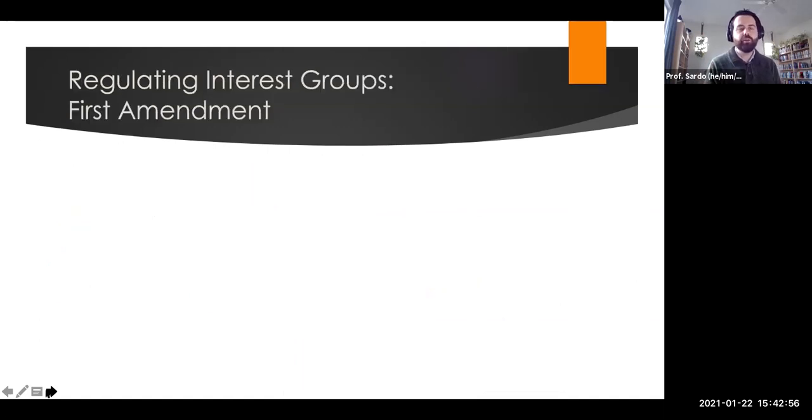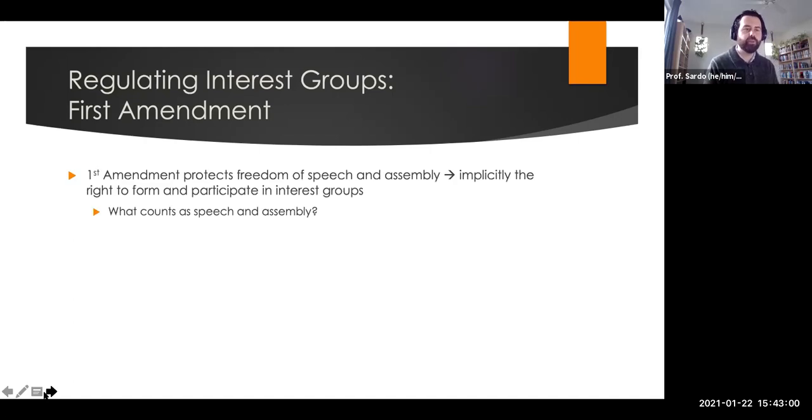So how do we regulate interest groups? Well, the challenge here is that the First Amendment protects freedom of speech and assembly, and that creates an implicit right to form associations and participate in interest groups. The question then becomes what counts as speech and assembly? Your political speech is protected. You should have the right to petition your government and try to influence public policy. So why can't you get together with a bunch of your friends and try to mobilize pressure as a group?